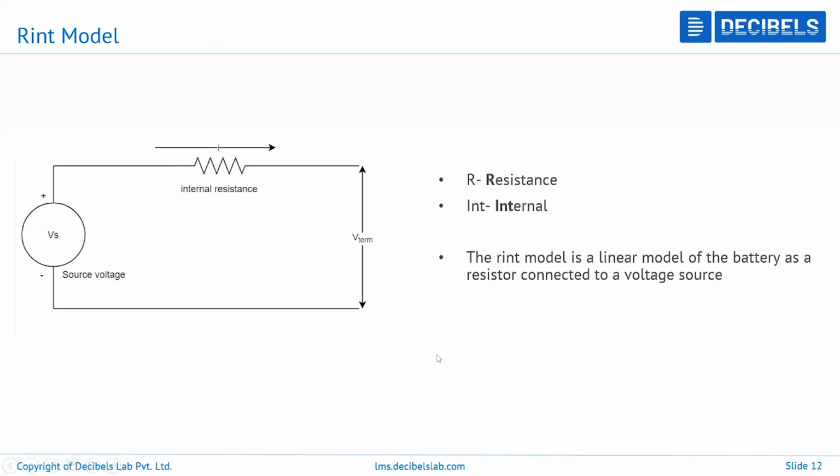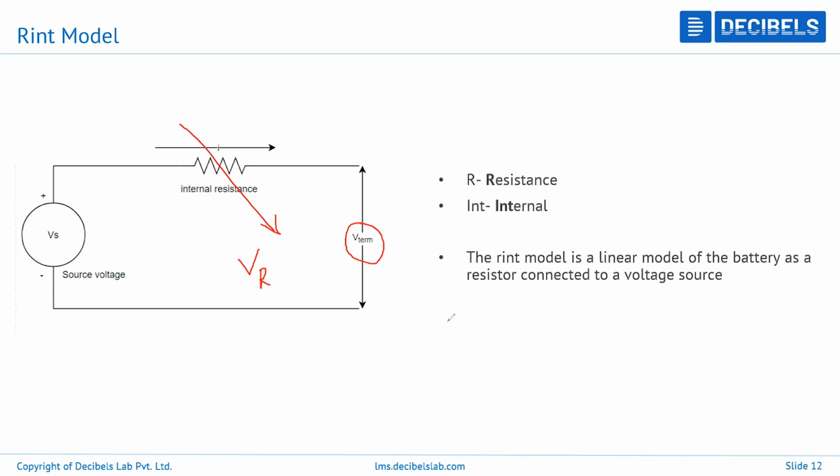Now coming to the very first model, this is called the internal resistance model, or simply abbreviated as RINT. How exactly is this model represented? It is represented using a source voltage, which is nothing but an ideal source voltage connected to a resistor. The battery resistance is given as a simple internal series resistance, across which there is some simple voltage drop. Here I will call this VR, which is nothing but the voltage drop due to this resistance. Here V term is your terminal voltage.